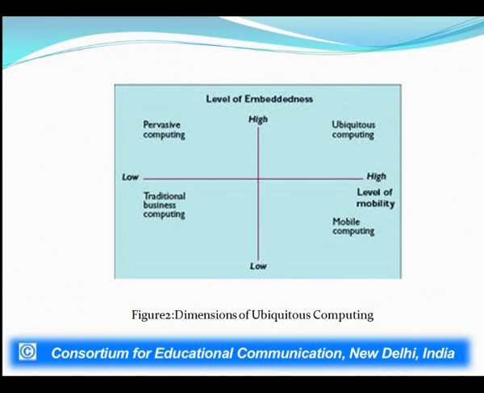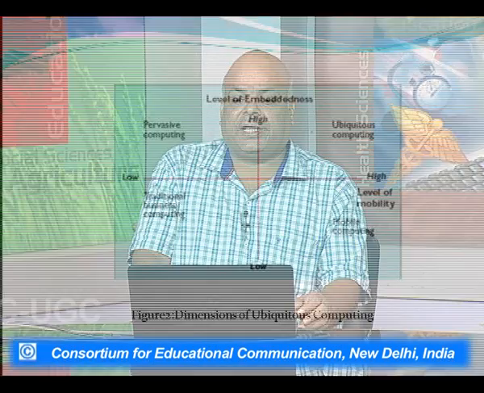In some areas the embeddedness was high and the level of mobility was low; that area is known as pervasive computing, a powerful paradigm or era of computation. In another area the embeddedness was low but the level of mobility was high, and that was mobile computing. But these days, as per the need, and because adequate growth has taken place in the area of computation, we also need a high level of mobility and a high level of embeddedness.